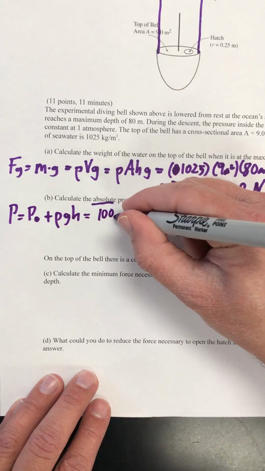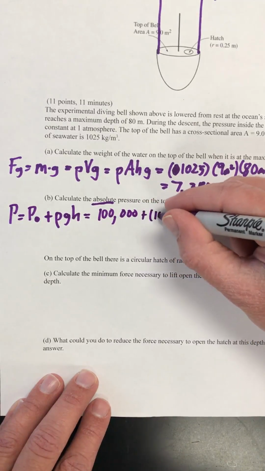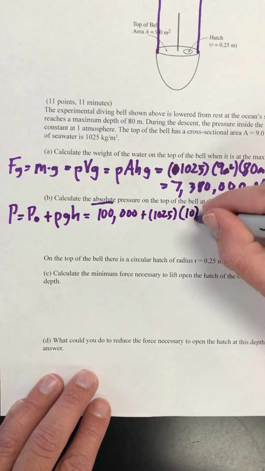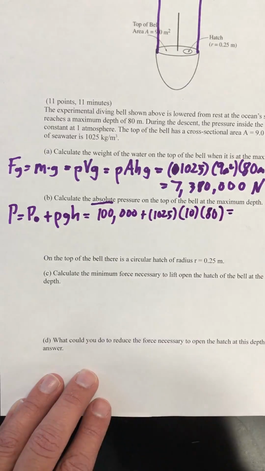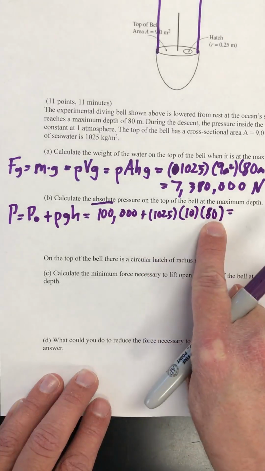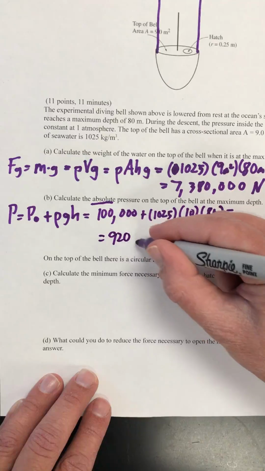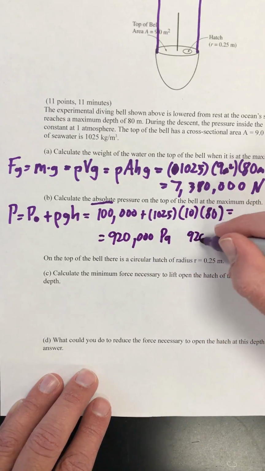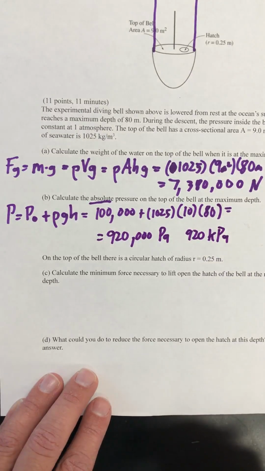So atmospheric pressure is 100,000 pascals. The density again is 1,025 kilograms per cubic meter. Gravity is 10. And the height, so to speak, the depth is 80 meters. So when you multiply all of those out, you'll get 820,000 for this one, plus another 100,000. So about 920,000 pascals, or 920 kilopascals, they might report it as well.